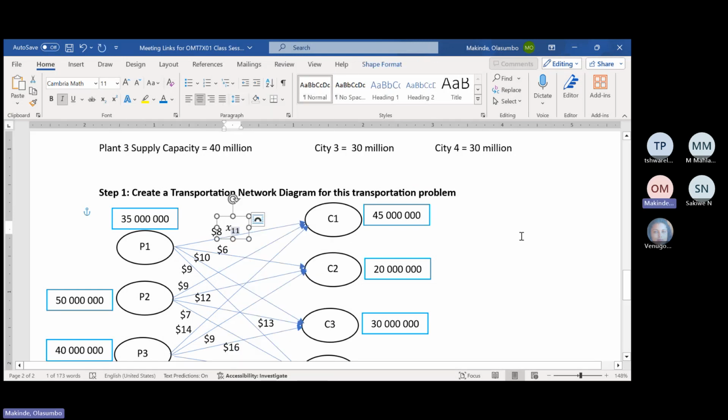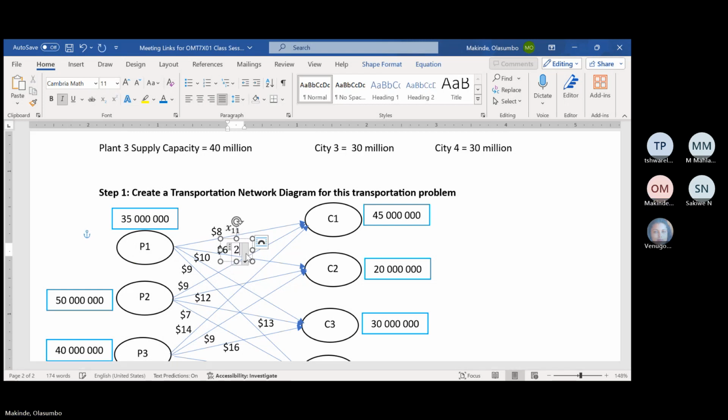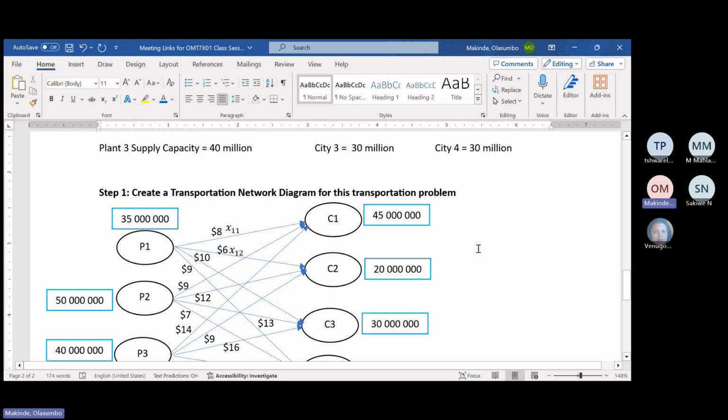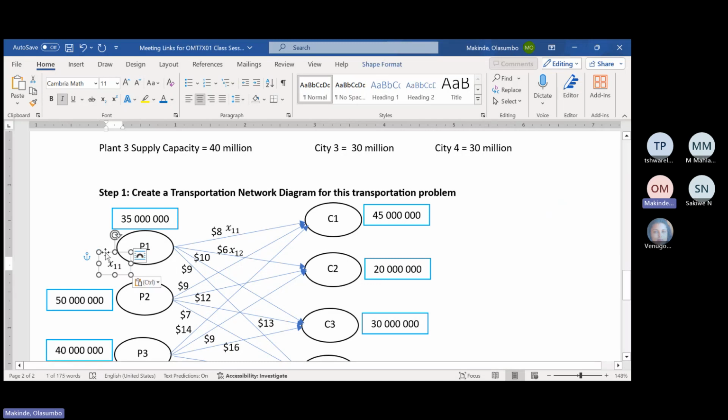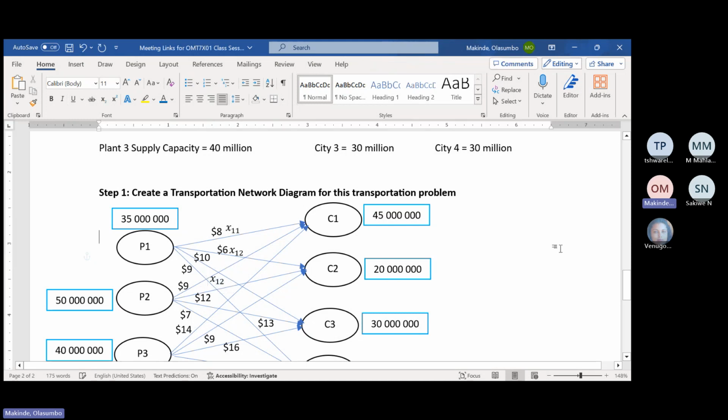So I'm going to copy this, paste, and do the same thing. This will be X12. So that is how many units you must ship from plant 1 to CT2. Then let's move right along. Let me just put it here, in a place where you can see the information.